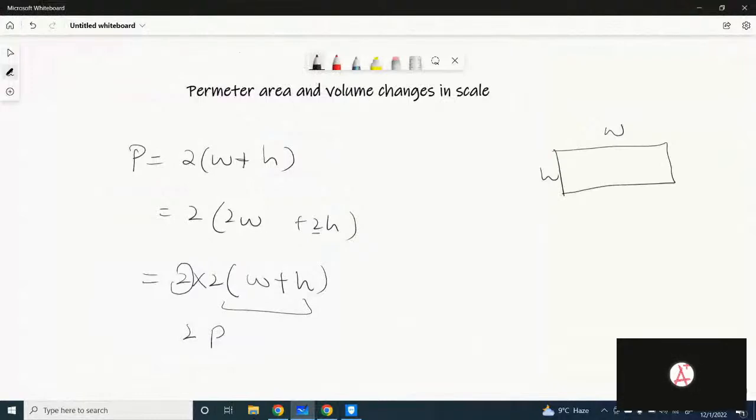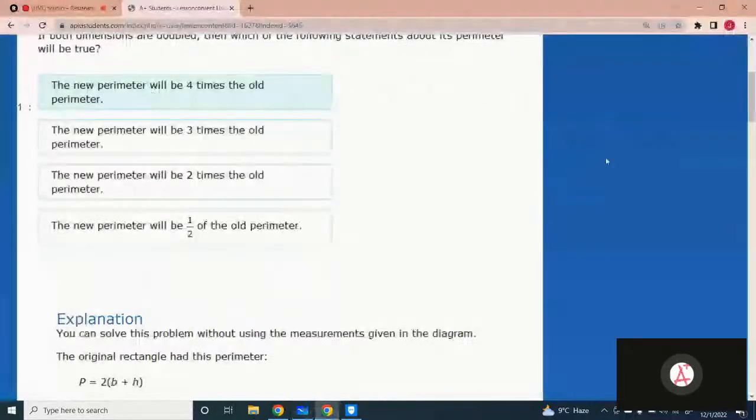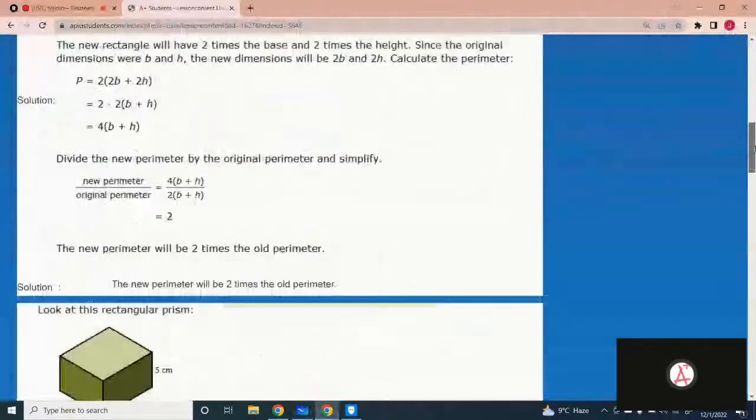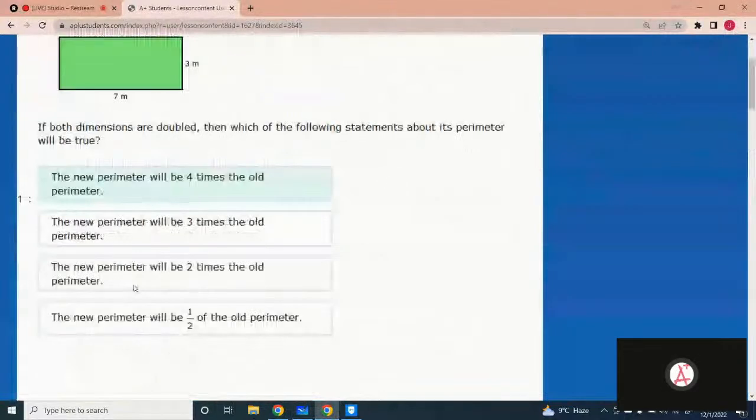So the correct option for this one is the new perimeter will be 2 times the old perimeter. That would be the correct one.